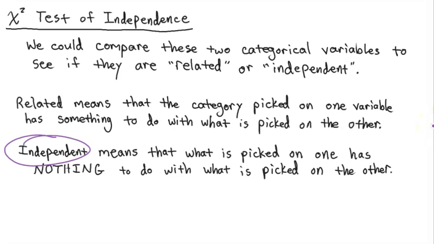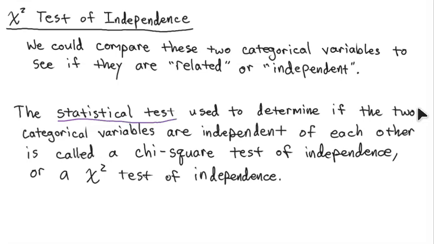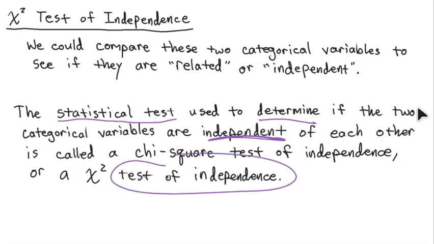Independent means that whatever the student picks on one of the variables has nothing to do with what they picked on the other variable. Whatever category they picked on the first variable doesn't affect in any way the category that they pick on the other variable. If that's true, then we say that the two variables are independent. And so the statistical test that we use to determine if the two categorical variables are independent of each other is called a chi-square test of independence, or chi-squared test of independence.